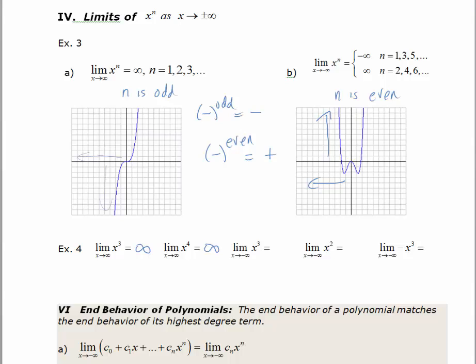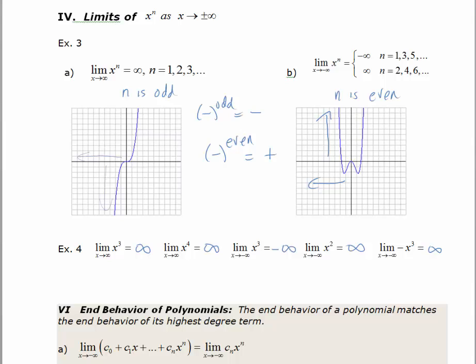As x goes to negative infinity of x cubed, you have a negative base and an odd exponent, so that's going to be negative infinity. The limit as x approaches negative infinity of x squared, you have a negative base and an even exponent, so that's going to be positive infinity. And as x approaches negative infinity of negative x cubed, well, if we first focus on negative infinity cubed, that would give us negative infinity. But the opposite of negative infinity would be positive infinity.